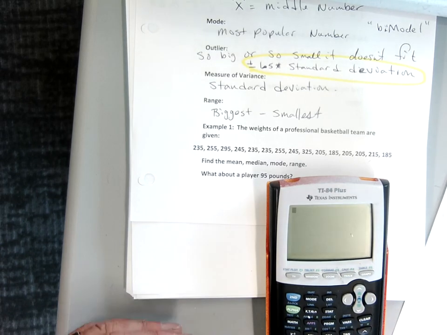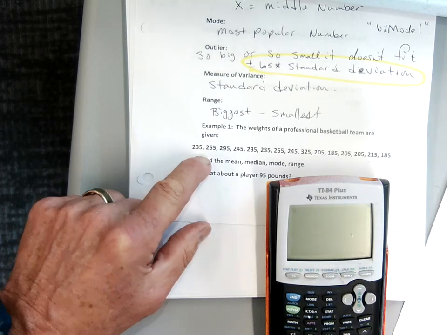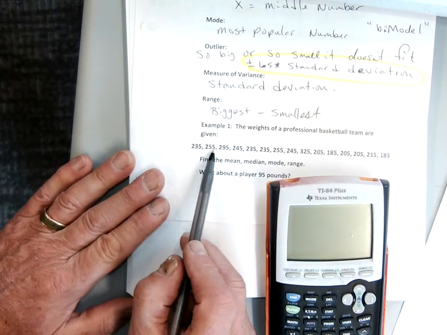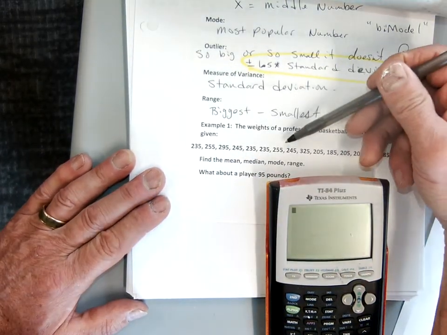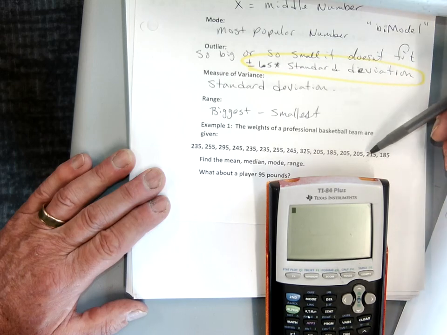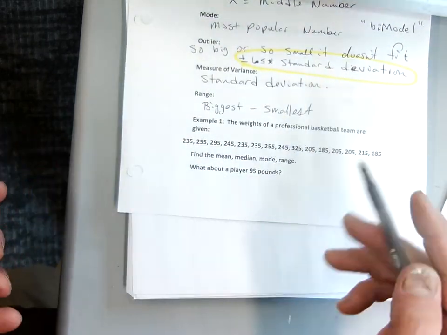We know the mean would be to add them all up and divide by, how many numbers are there? 1, 2, 3, 4, 5, 6, 7, 8, 9, 10, 11, 12, 13, 14, 15, right? So there's 15 numbers.